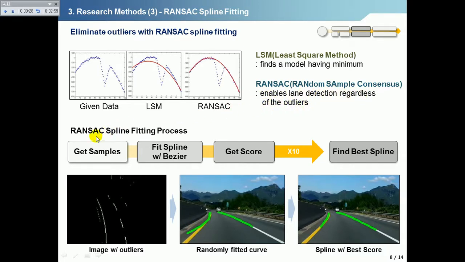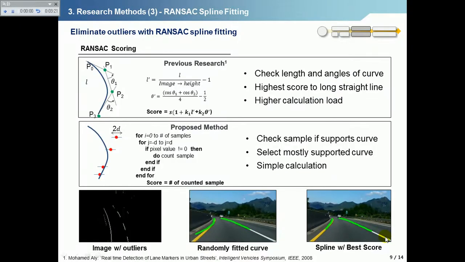RANSAC starts from getting random samples. With them, we fit a curve and score it. We repeat the process 10 times and take the one with the best score as the result. By the RANSAC process, we can fit a curve with the least effect of outliers. This is how to score each curve in the RANSAC process.